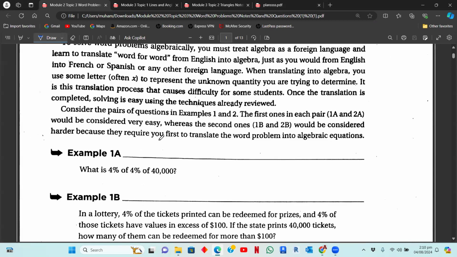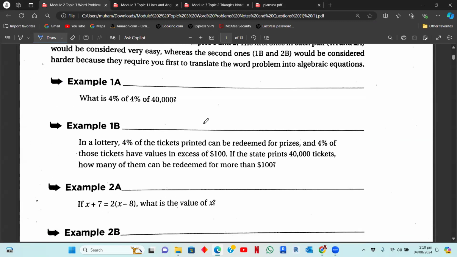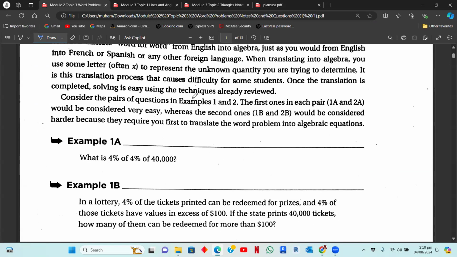Okay, so we're starting off with this new topic. I think we've done percentages. Yeah, we're on word problems now.